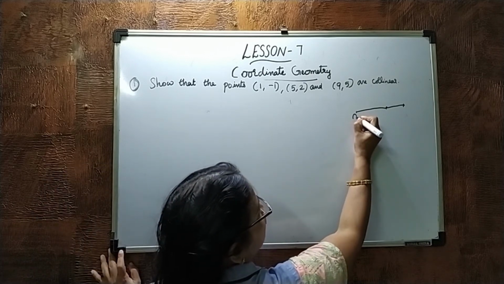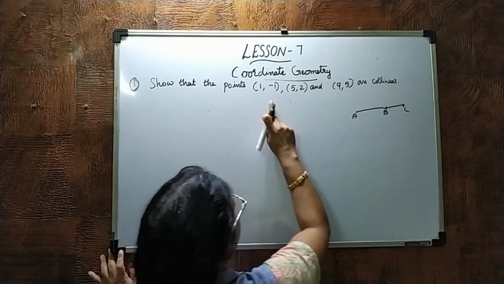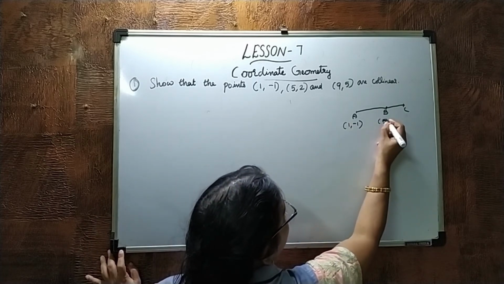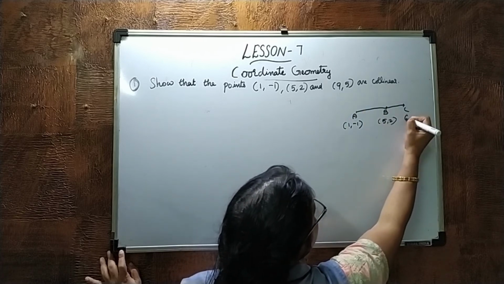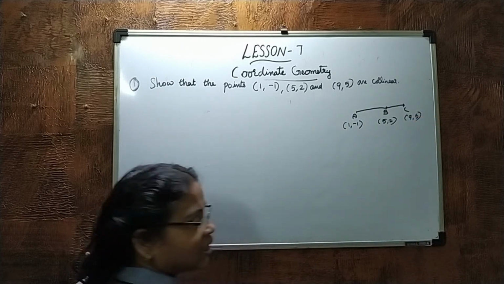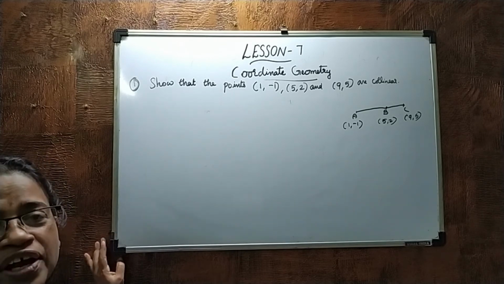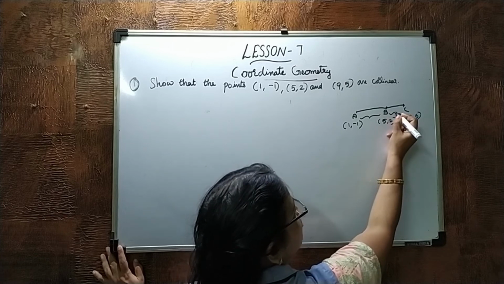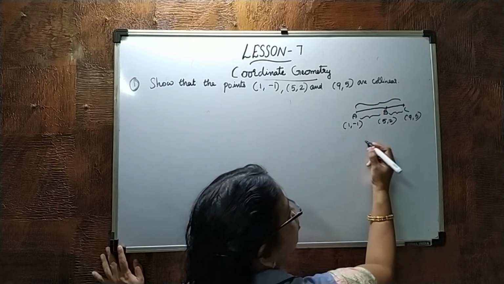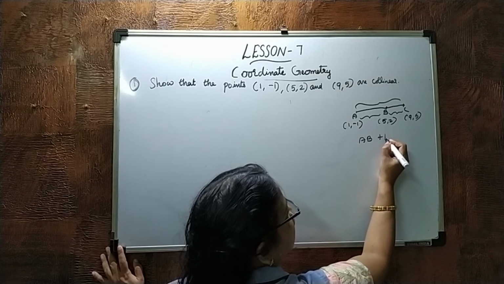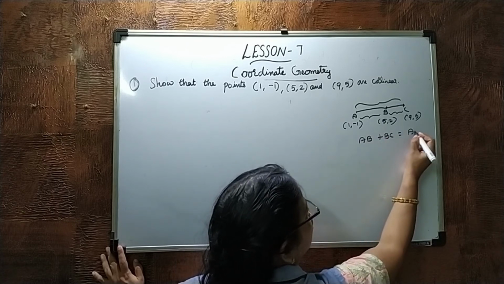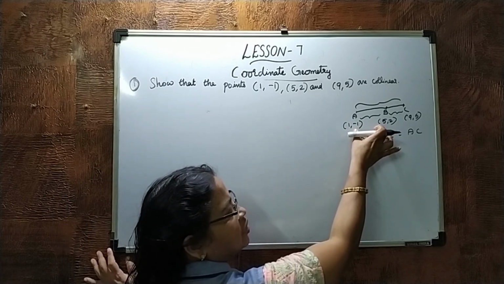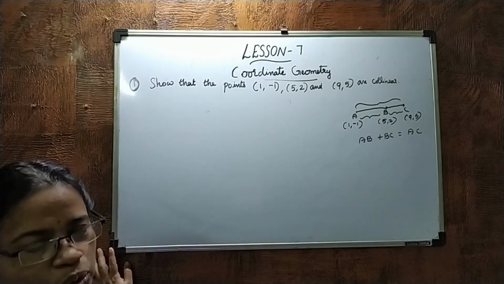Now how will you find out? Suppose they are A, B, C. A is (1, -1), the second one B is (5, 2), and the third one C is (9, 5). So these are the points. How will you find out whether it is collinear? You have to find out whether AB plus BC is equal to AC. How will you find this? AB means the distance between A and B, using the distance formula.